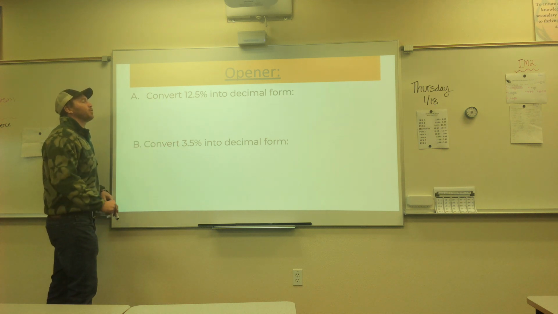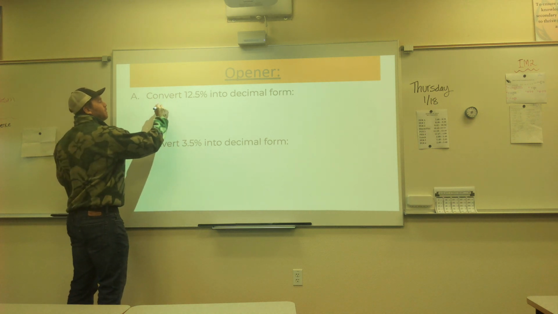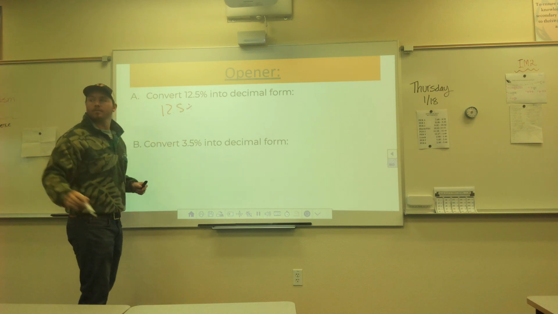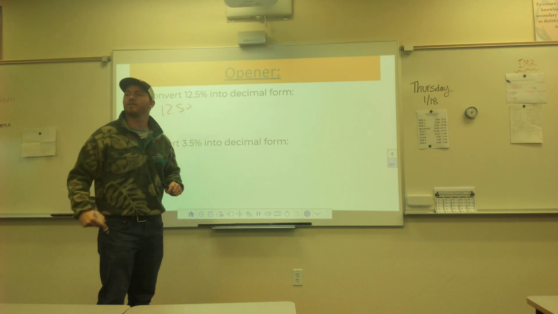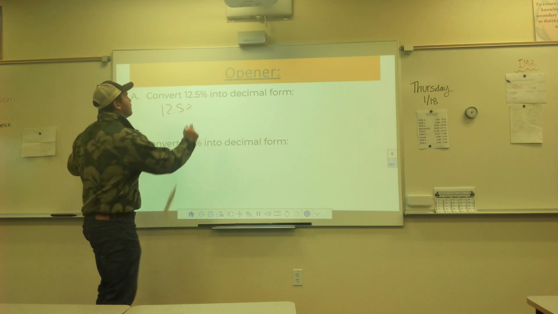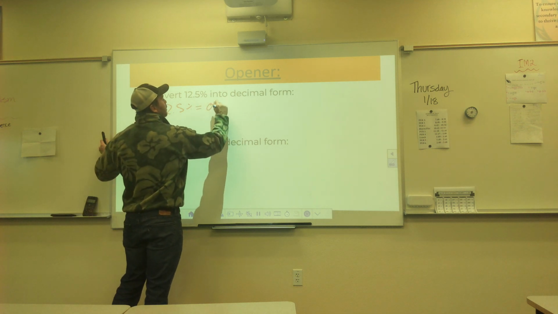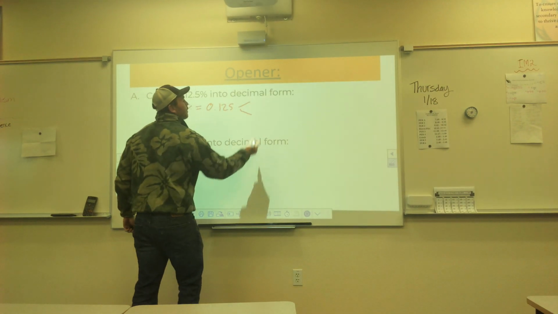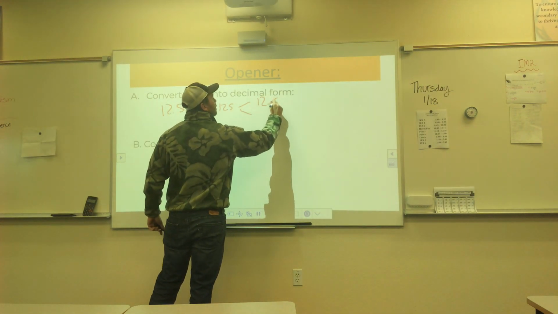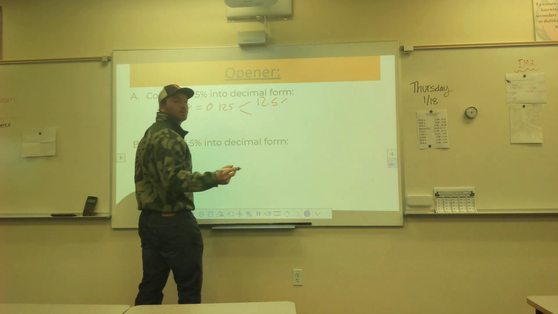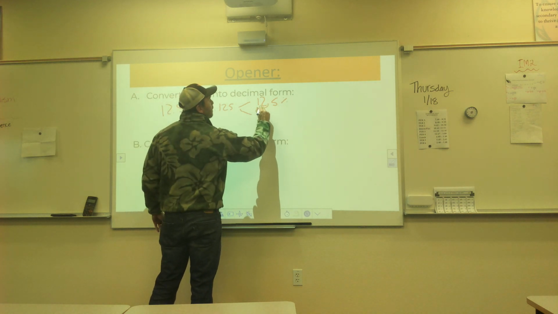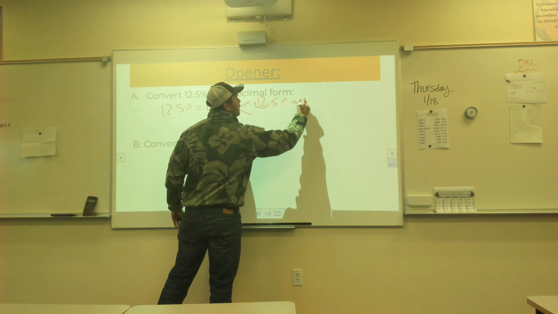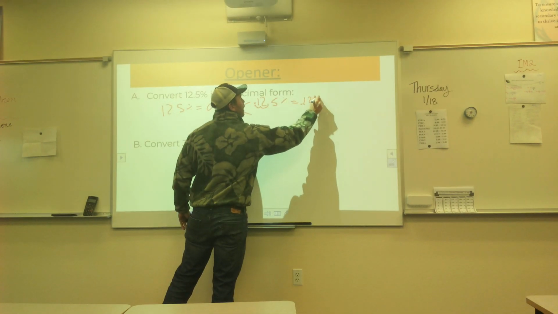Number A, converting 12.5% into decimal form. Who thinks they got the answer? What do we got? 0.125. 0.125. Good. Now, 2 ways that we could have done this. First way, we just move decimals, right? We're here, move it back 2, and that's how we get our 0.125.